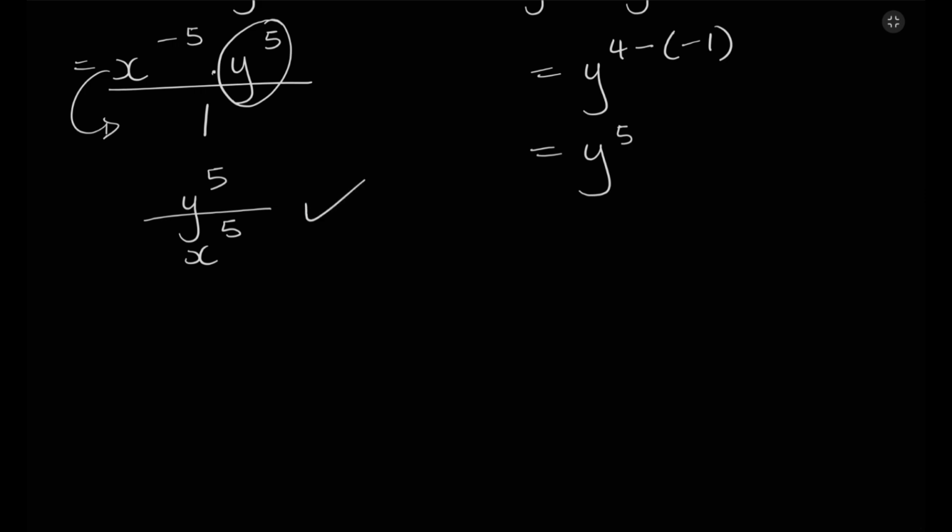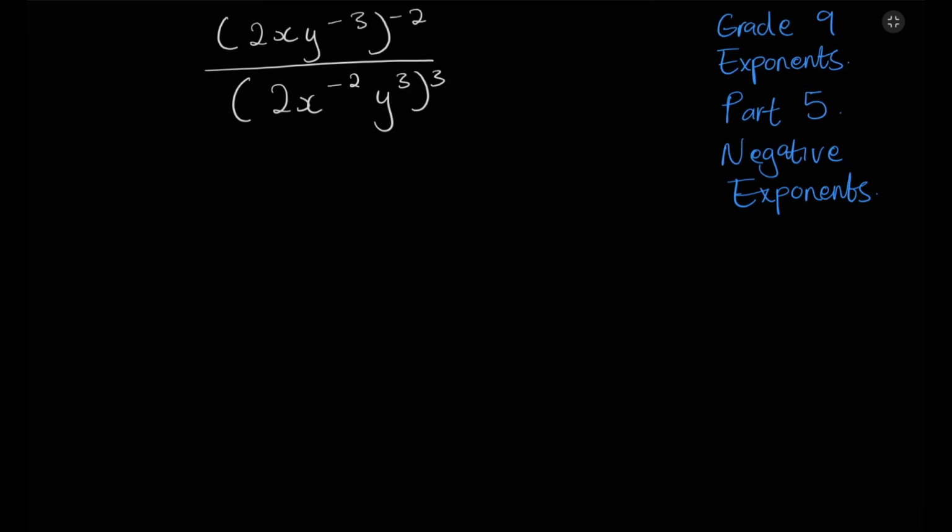Now let's do another problem. Let's try 2xy to the power -3. Outside our bracket, we have a -2. Then over 2x to the power -2, y cubed, outside our bracket, we have a 3. How do we solve this again? We firstly have to check whether we can simplify in the bracket. In the bracket, we only have 2xy to the power -3 in the numerator. So we can't really do anything.